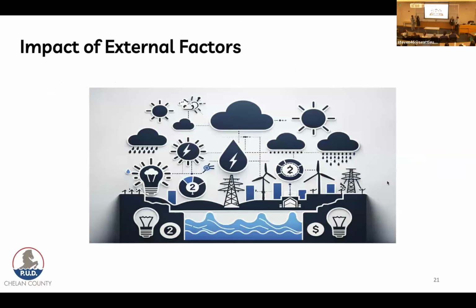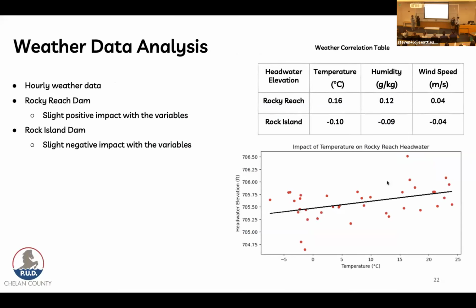So for the next part of our analysis, we will look at external factors, weather and pricing. For weather, we took hourly weather data from Wenatchee, and we looked at variables temperature, humidity, and wind speed. And from this correlation table, we can see that there was a slight positive impact with the variables for Rocky Reach headwater elevation. However, with Rock Island, there was actually a slight negative impact with the variables. And then for some visual representation, we can see the slight positive trend line while looking at temperature and the headwater elevation for Rocky Reach. Overall, we found that weather data was not very impactful with our overall analysis with the headwater elevation levels.